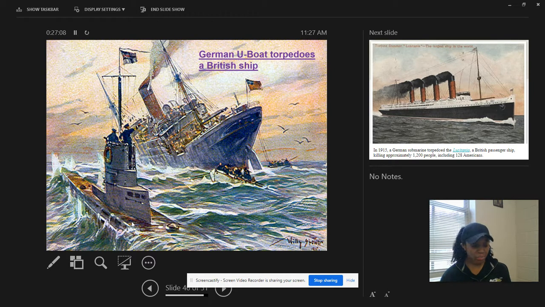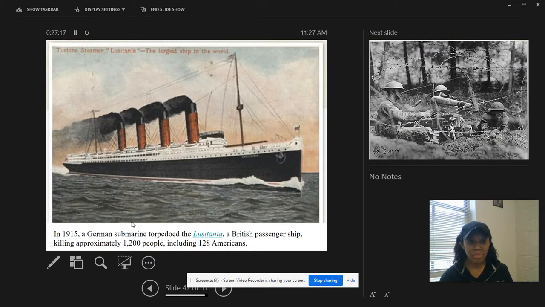The United States printed it in all of the newspapers. The United States was angry. The people of America were horrified, and Germany did what they said they was gonna do. So the United States basically joined the war.